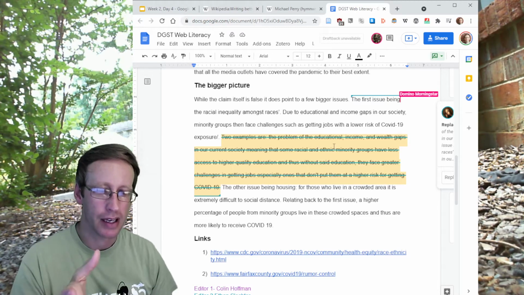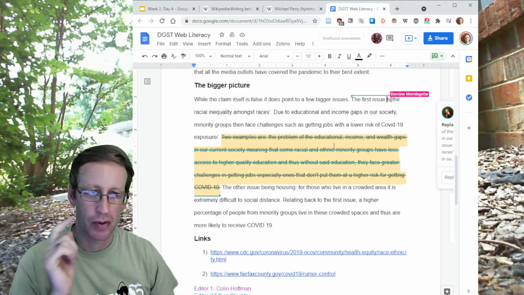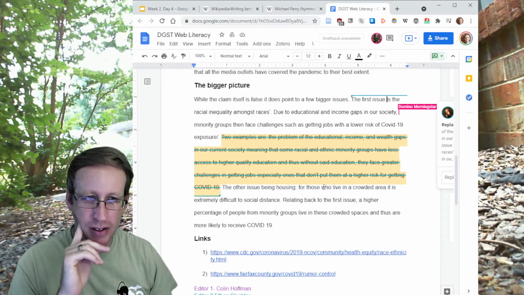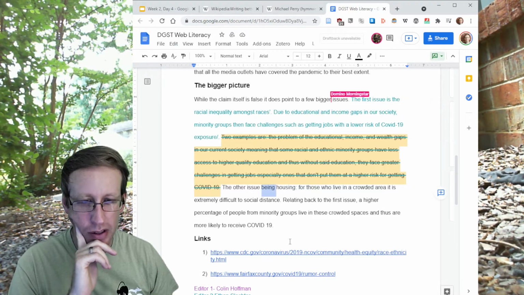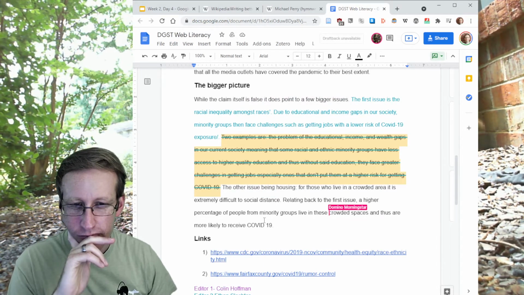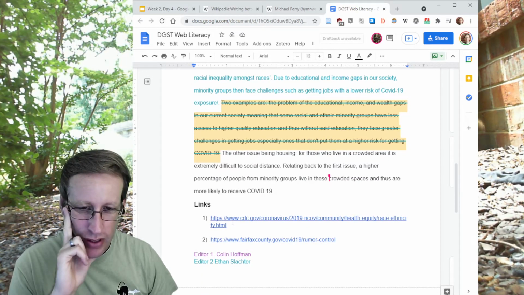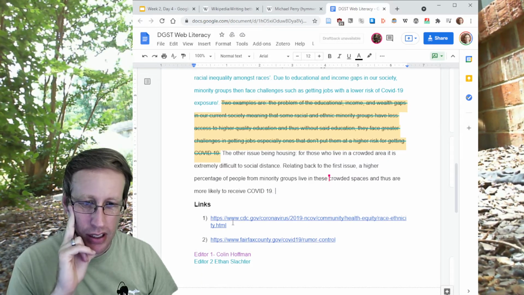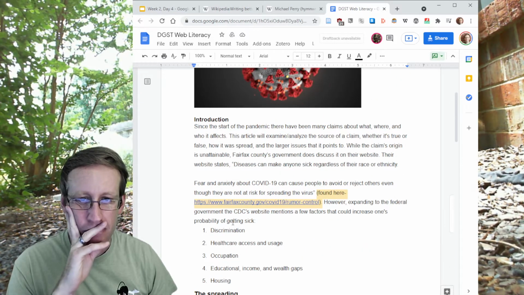But when you say being, it sounds like it's a dependent clause on the thing that came before. So hey, good. Yeah, you're changing it as I speak. And so similarly, you got being down here. The other issue being housing, right? Okay. So your two sources, it seems, are the CDC and Fairfax County government, which is probably good.